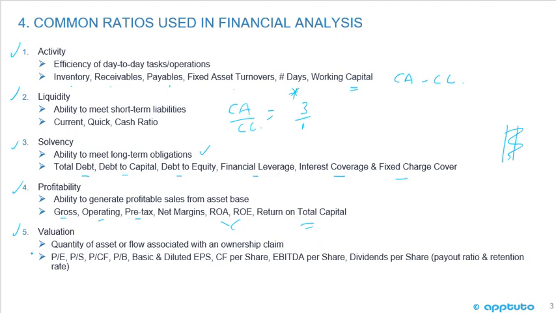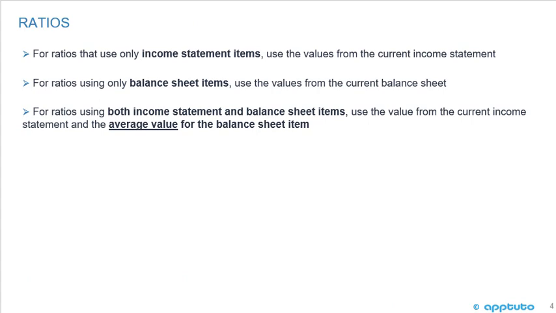Some valuation ratios. This is looking at the quantity of asset or flow associated with an ownership claim. So we can look at some common valuation ratios: price to earnings, price to sales, price to cash flow, price to book, basic and diluted EPS, cash flow per share, EBITDA per share, dividends per share, payout ratios, and retention rates. Just a quick note here on ratios.